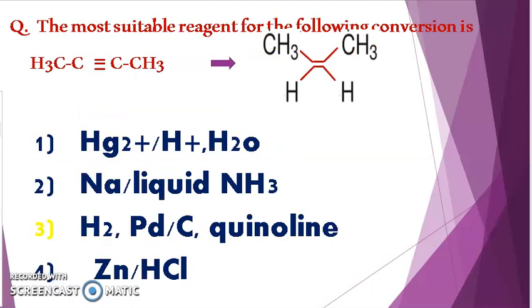Okay, so let's go to the last question: the most suitable reagent for the following conversion. They have given an alkyne group here, which is converted into an alkene, right? So they have given four reagents, and we have to choose the one reagent which is suitable for this conversion. First, mercury Hg2 plus and H plus H2O. Second, Na in liquid NH3. Then H2 with palladium on C and quinoline, and zinc with HCl. Okay, these are the options.